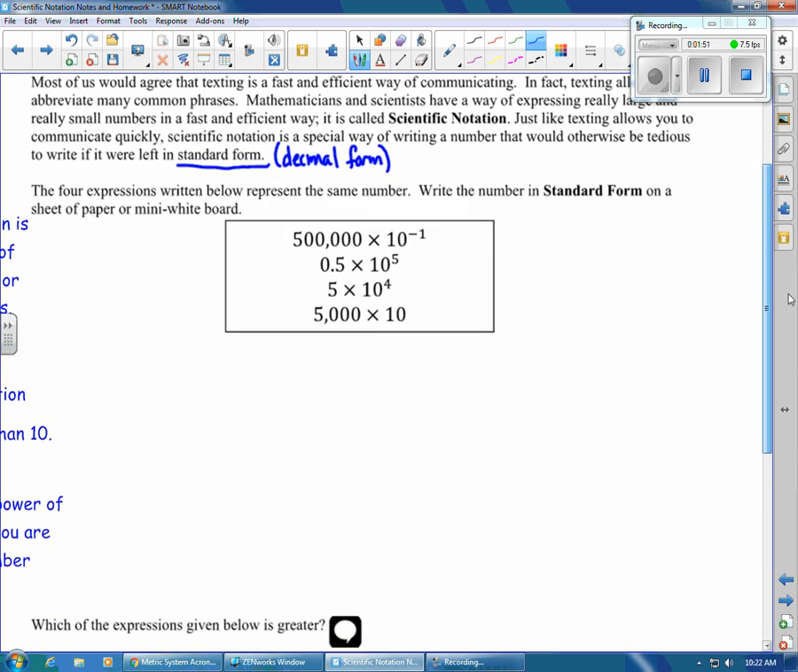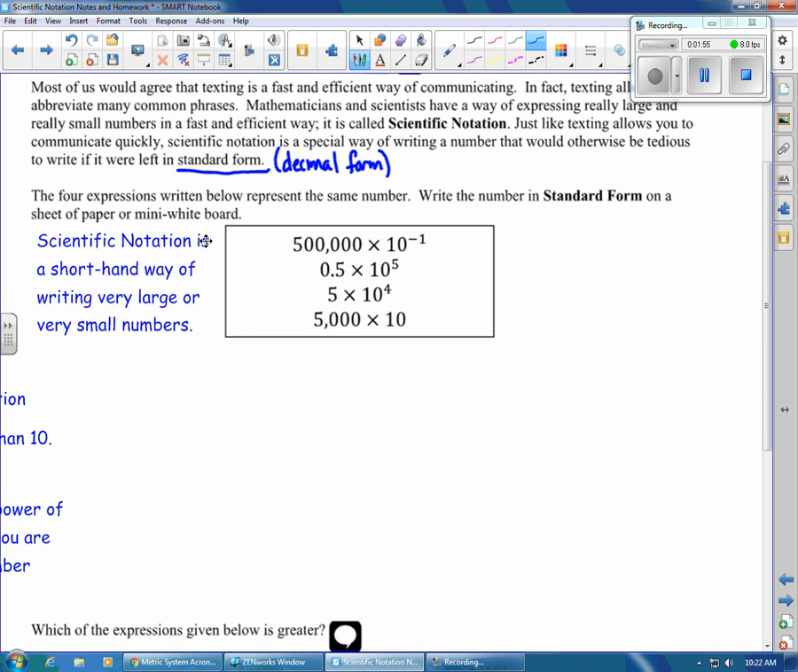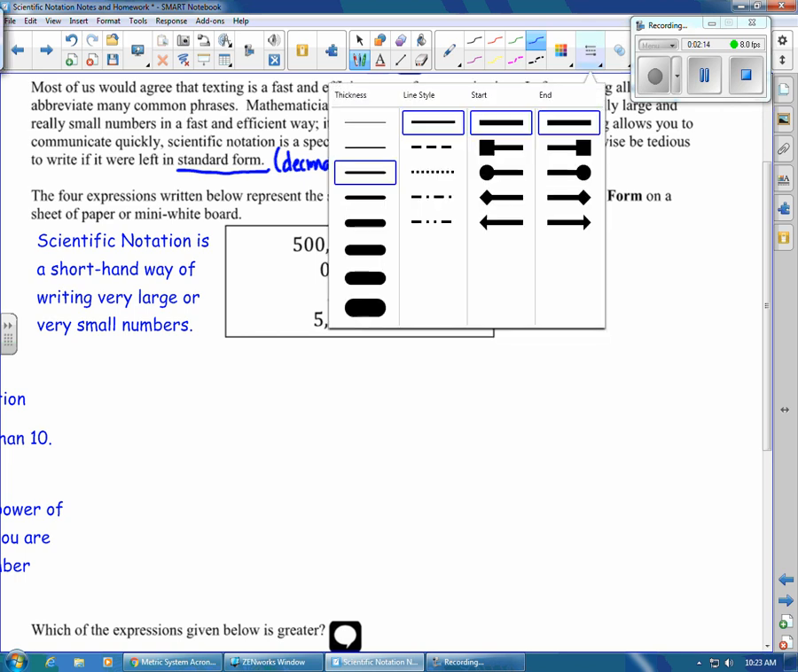And there's a number of different reasons that we use scientific notation. So scientific notation, what is it? It's a shorthand way of writing very large or very small numbers. Now these four expressions that are in this box here, they are all, believe it or not, representing the exact same quantity. So let's take a look at what they're going to look like if I were to write them all in standard notation.